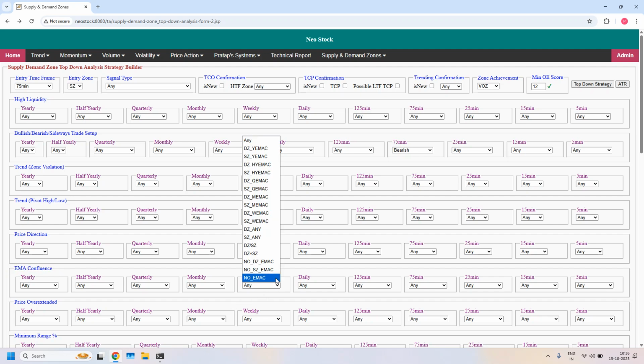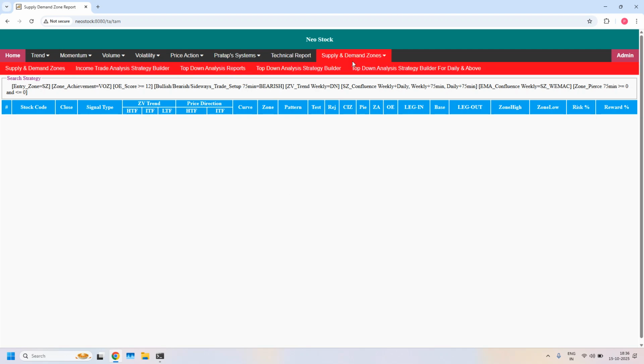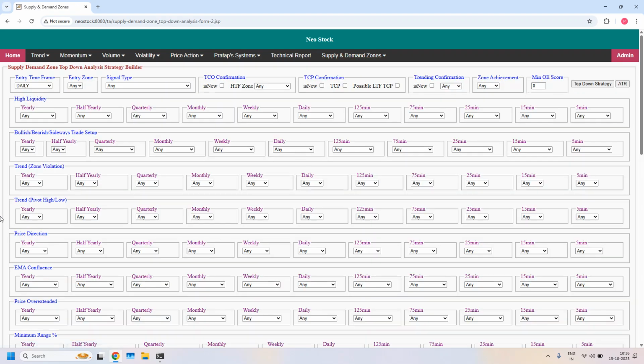That is weekly supply zone having weekly EMA. At the same time, trend on the weekly should not be sideways. It should be downtrend because it is bearish trade setup. No stocks are filtered as per the second strategy. So this is bearish trade setup for weekly income trade. Next, I will generate daily income trade reports.